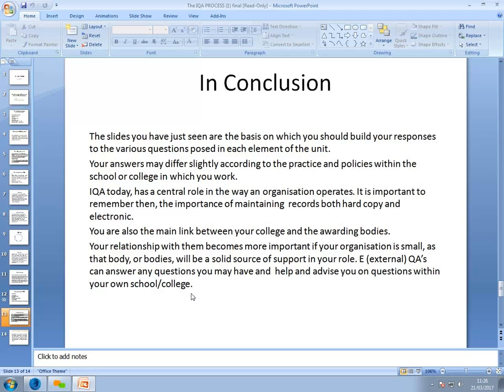That is important to remember, that they are a constant supply of support. That's what they're there for. It's not in their interests not to do that. You are delivering their qualifications.